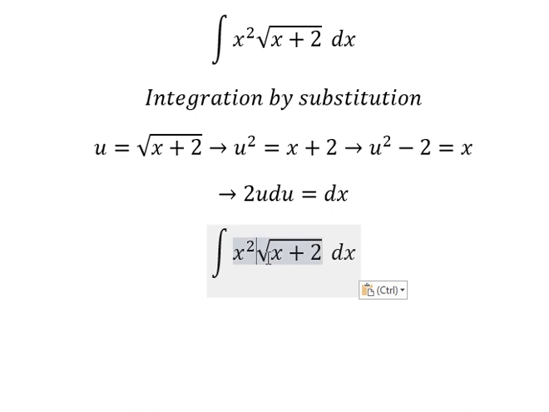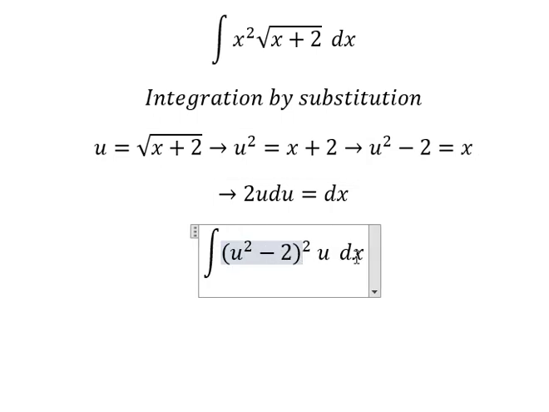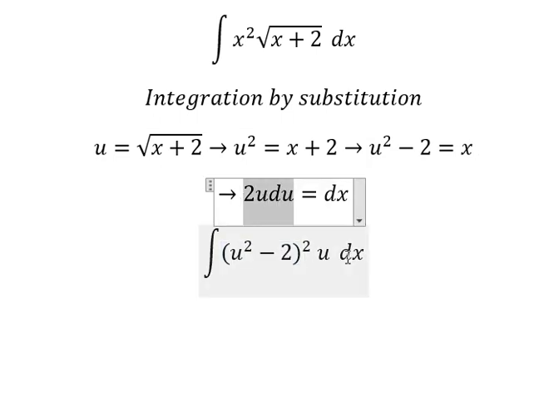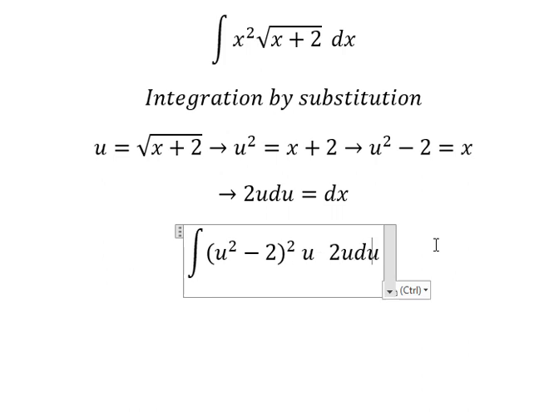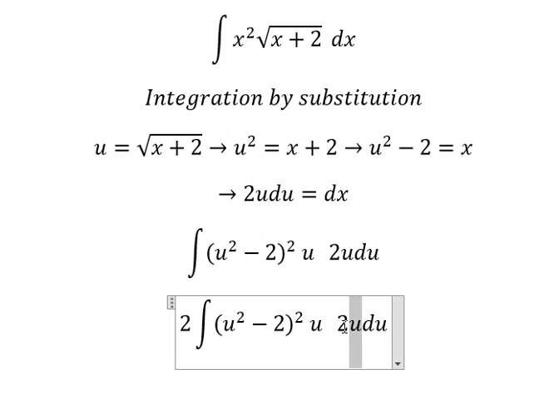The square root we change to u. The s we change to this one. The s we change to this one. So number 2, I will put this one here. U and u, we have u squared.